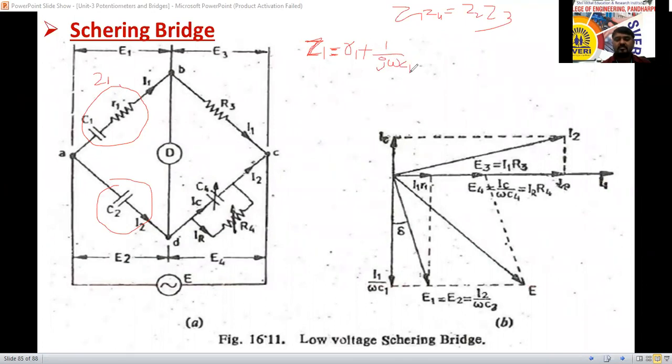Yes? Yes. So roll number 12, at least try to give the answer of Z2.